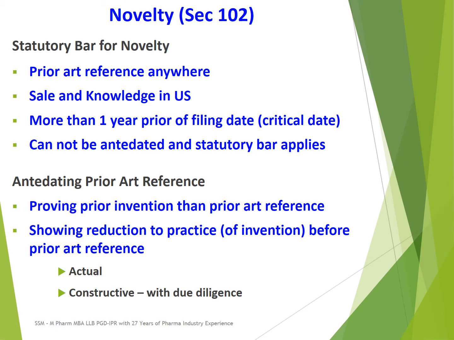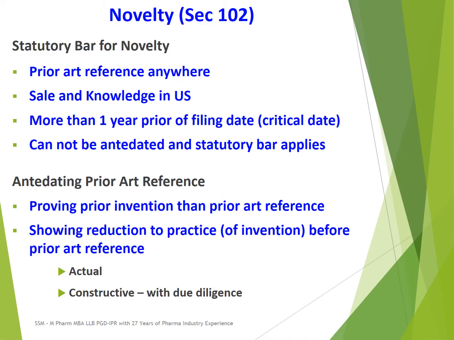But if the reference is of date less than 1 year from filing date of your invention, then you can defend that reference and you can antedate that reference. How will you antedate that reference? By proving that your invention was done prior to prior art reference date.